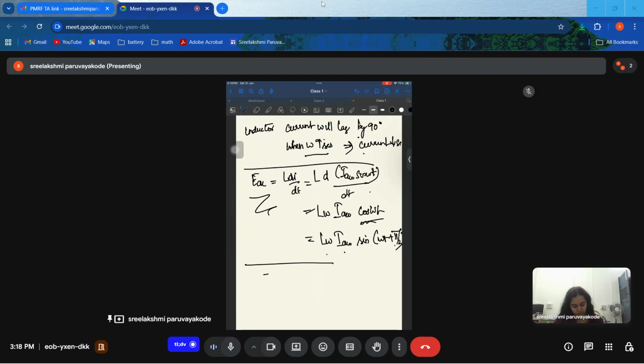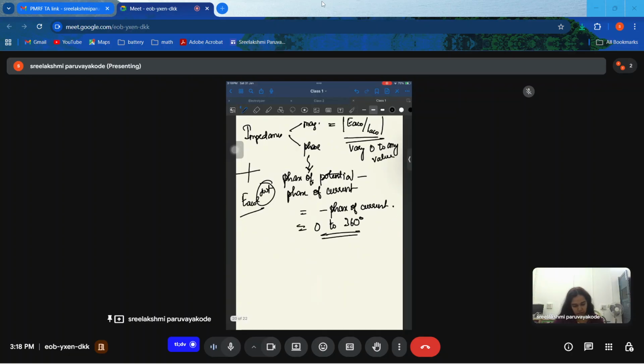So here, the impedance value will be j omega L. And here the impedance is going to have a phase of plus 90 degrees, because the current is lagging the potential by 90 degrees.